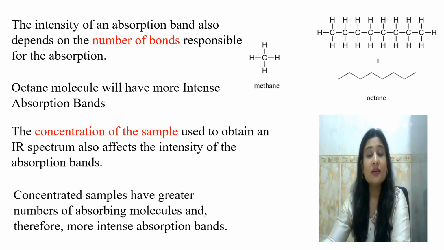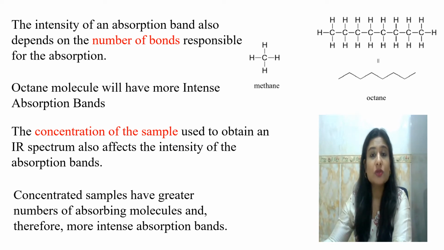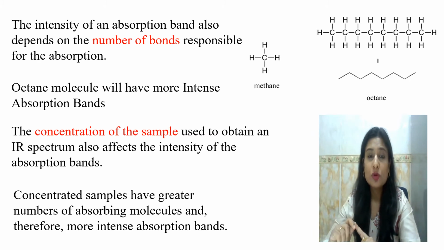So when we understand the intensity of absorption bands, we have to take three considerations into account. First is the dipole moment. Second is the number of bonds that are producing the signal. And third is the concentration of the sample.